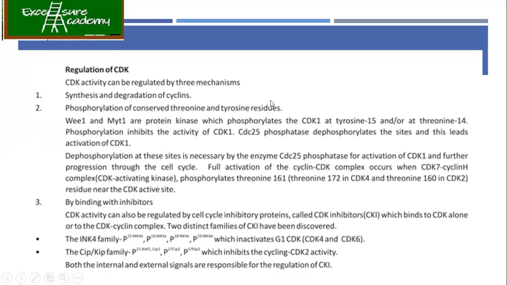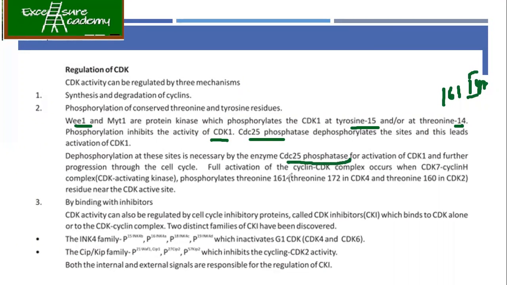Now what happens when you phosphorylate? Earlier also I was discussing, you have the WEE1 and MYT1 protein kinases which will phosphorylate CDK1 at different sites. Here we have mentioned tyrosine 15 and 14. Remember, there is one more, I think it is 161. Phosphorylation will inhibit the activity of CDK1, then CDC25 will come and dephosphorylate, making it active. So dephosphorylation at these sites is necessary and CDC25 phosphatase does it, right?